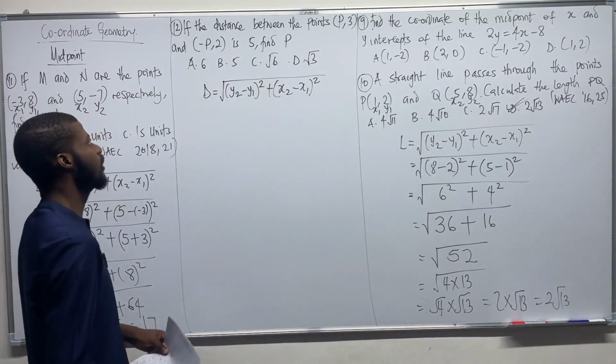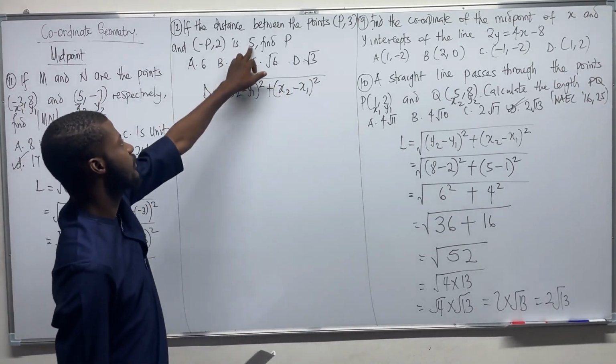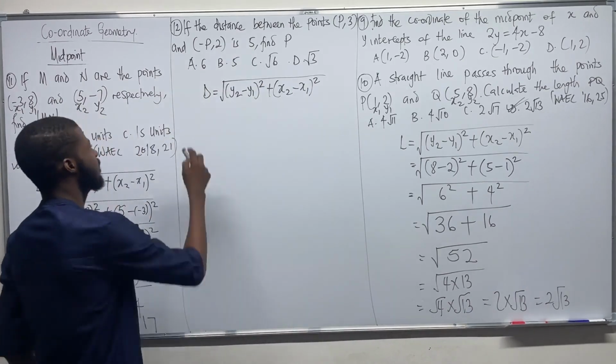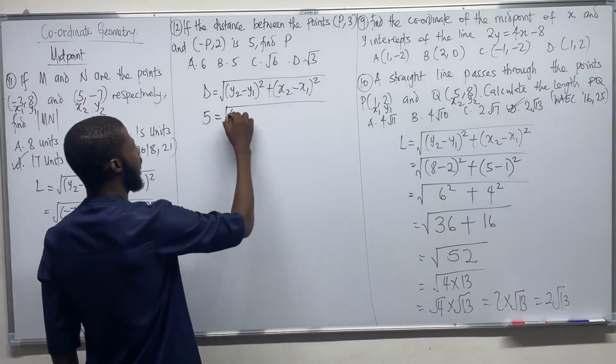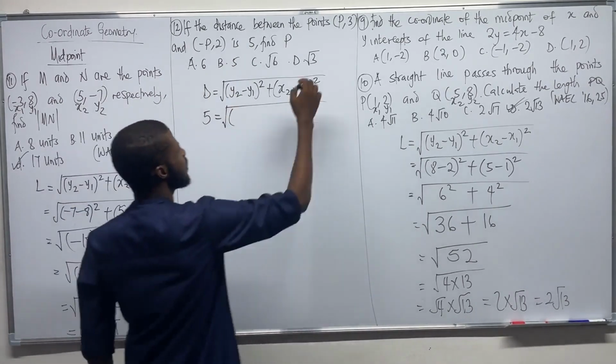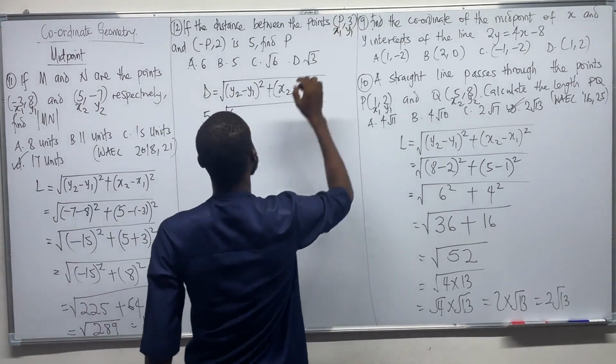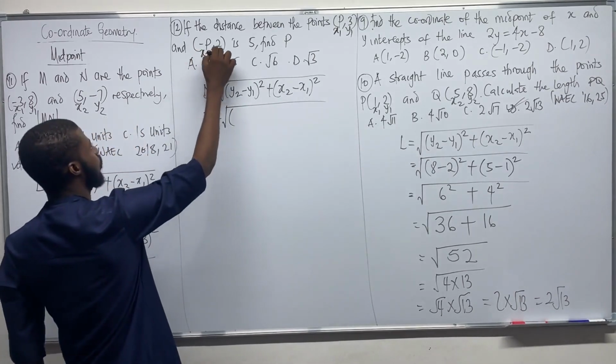Now, we've been told that the length of this is 5. The length is 5. So I can write this as 5 equal to the square root of, what is y2? Let's name our point. This is x1, y1. This is x2, y2.